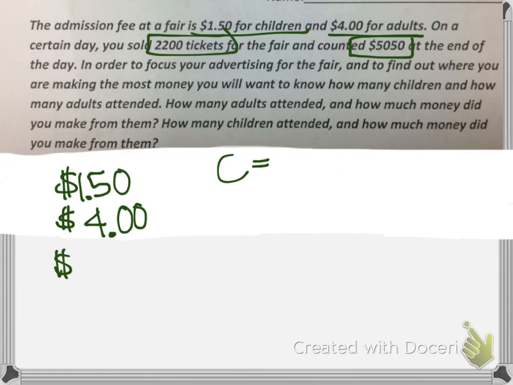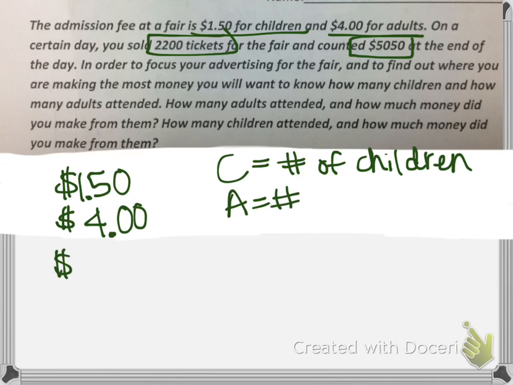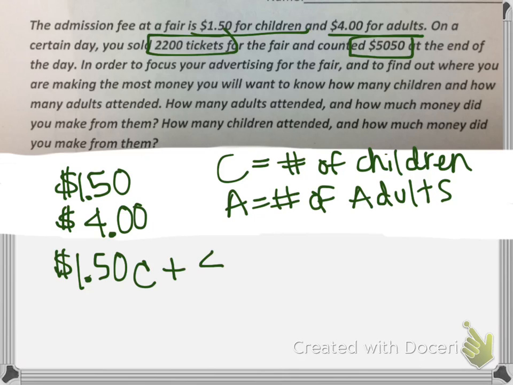So I'm going to use C as the number of kids, of children, and A as the number of adults. So I'm going to have $1.50 per child, so times C, plus $4 per adult, so times A, equals $5,050. So I've got money plus money equal to money.